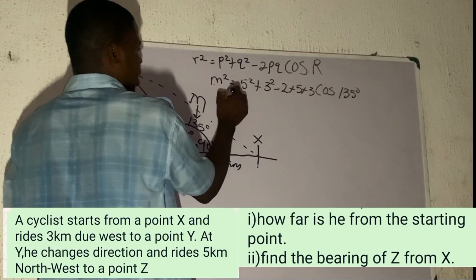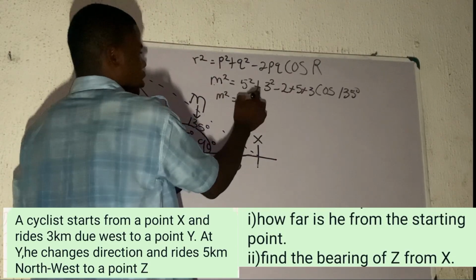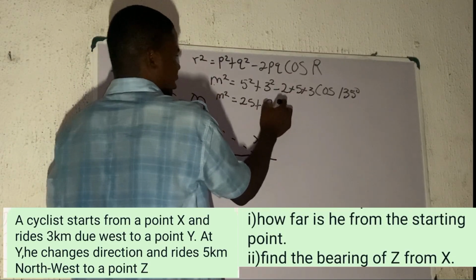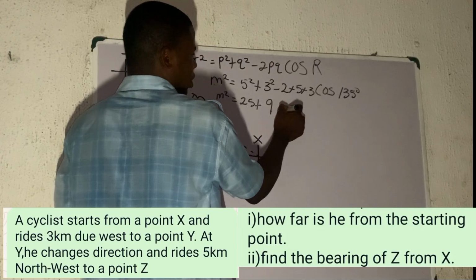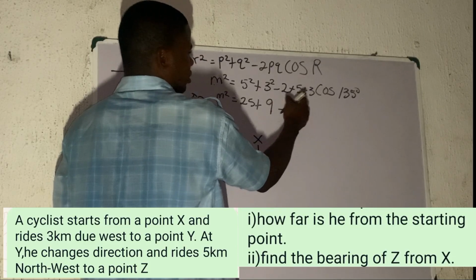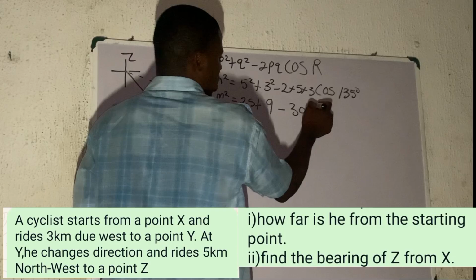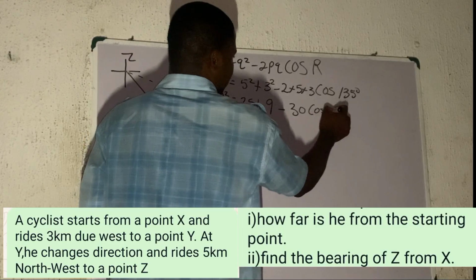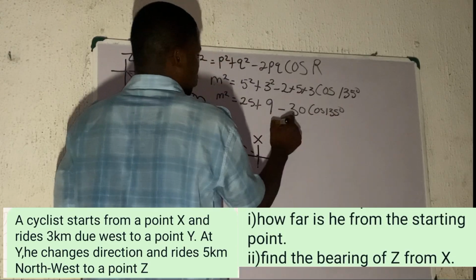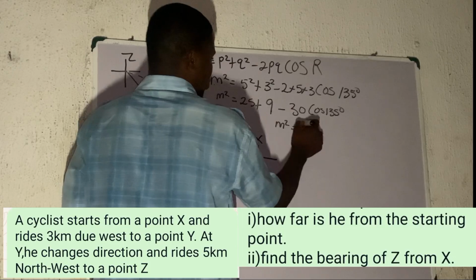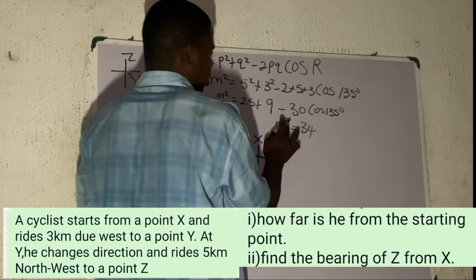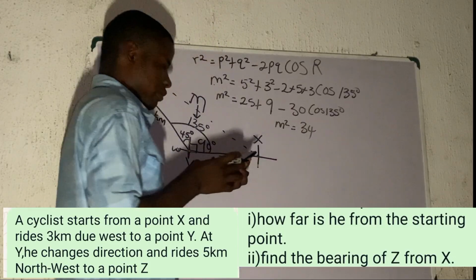So I have m squared is equals, what's 5 squared? 25 plus 9. Does it make sense? Minus 2 times 5, 10 times 3, minus 30 cos 135. So this is m squared is equals 25 plus 9. That should be 34. Now let me check the value of minus 30 cos 135.